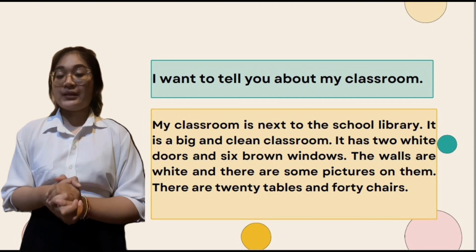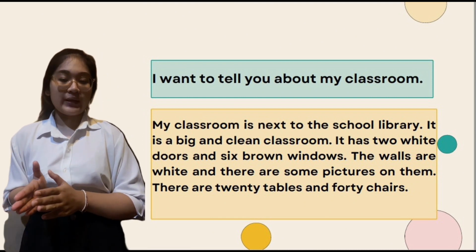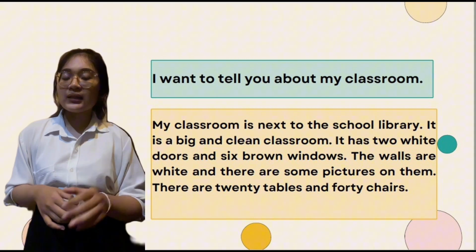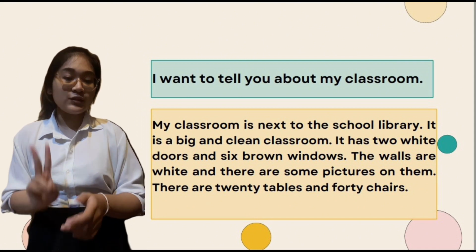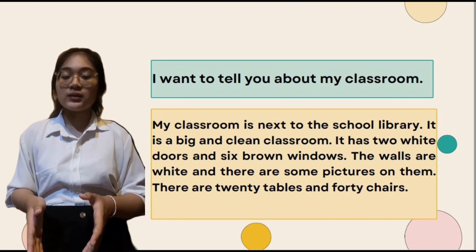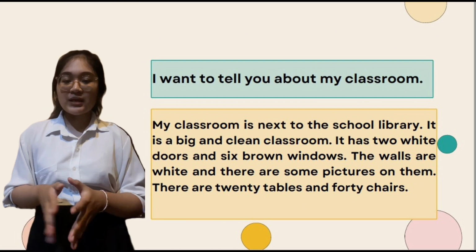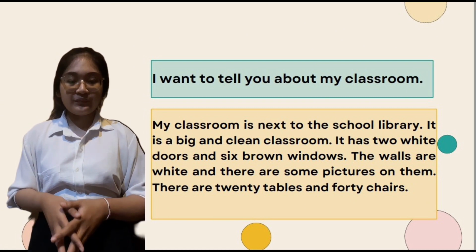I want to tell you about my classroom. My classroom is next to the school library. It is a big and clean classroom. It has 2 white doors and 6 brown windows. The walls are white and there are some pictures on them. There are 20 tables and 40 chairs.